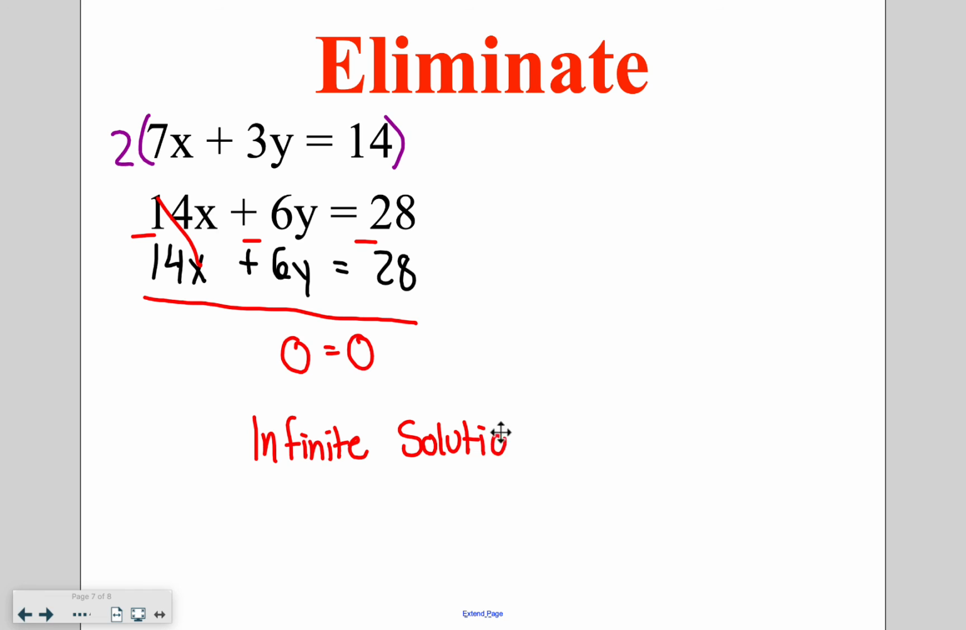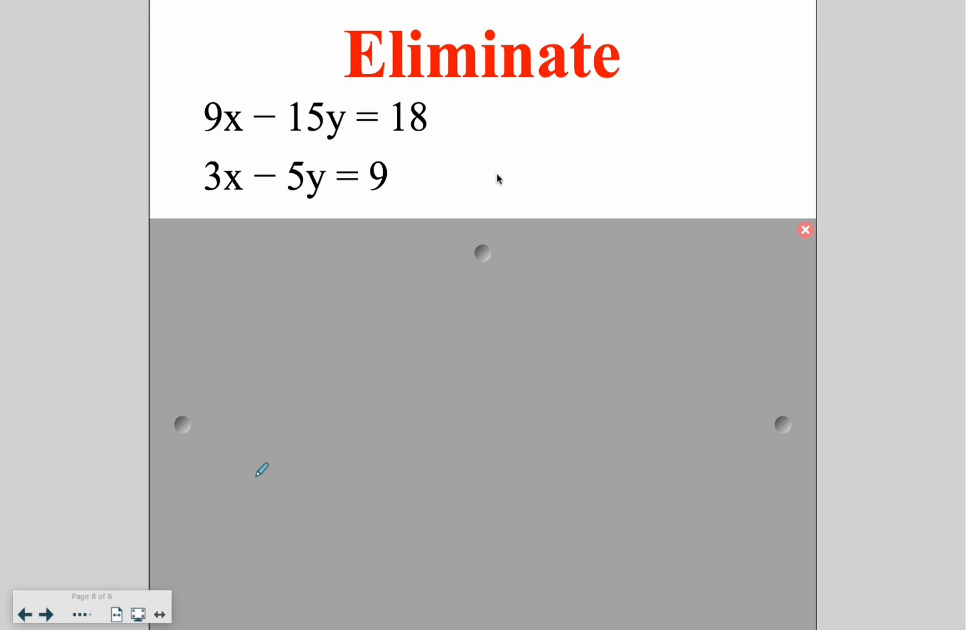So once again, if you get a true statement, 0 equals 0, 10 equals 10, 24 equals 24, whatever it is, this is an infinite solutions problem. Go ahead and try this one on your own.